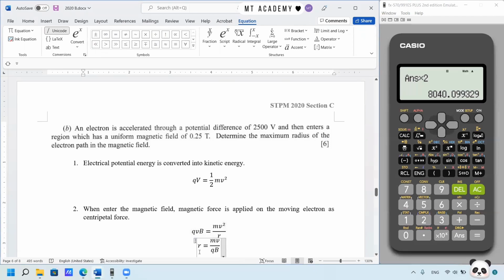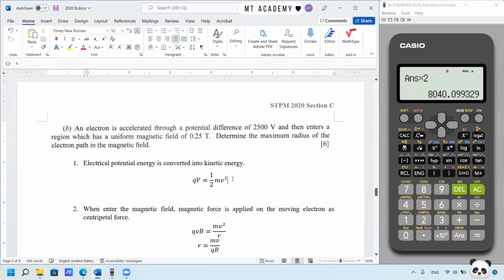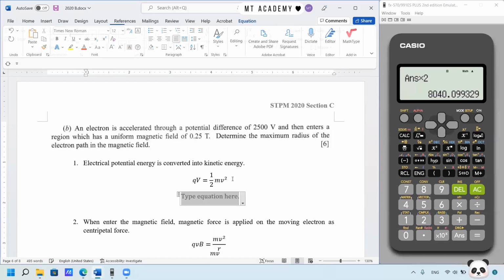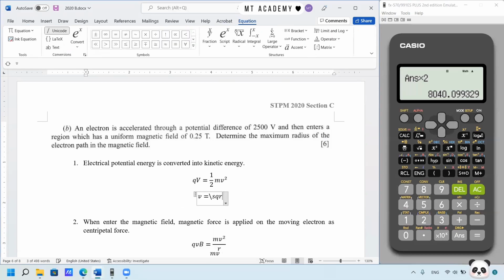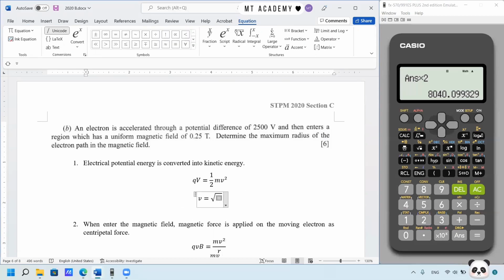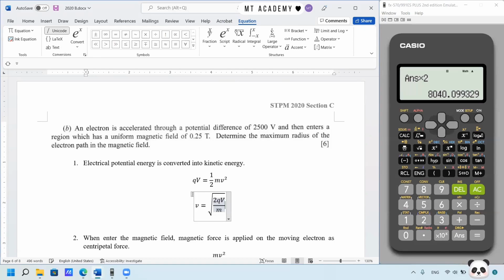So we have the mass, the charge, and the flux density, but we don't have the velocity of the electron. So we need to solve the first equation to obtain the value of the velocity. From here we can obtain the expression of the velocity as the square root of 2QV over the mass. And now we are going to key in all the values and obtain the velocity.